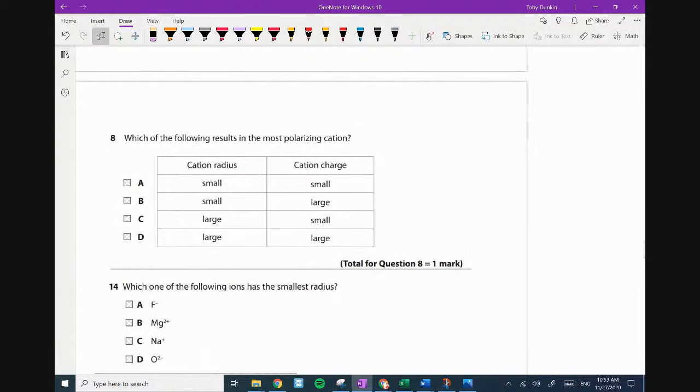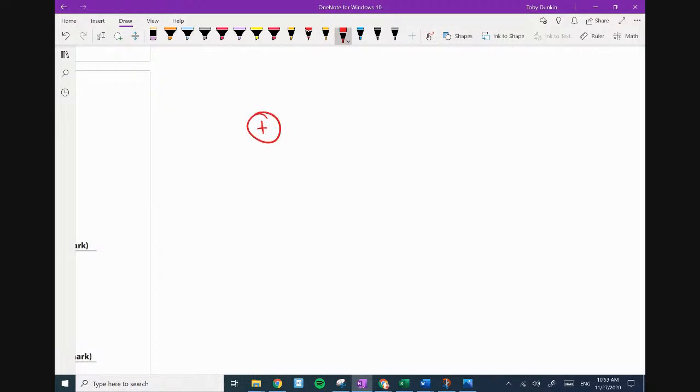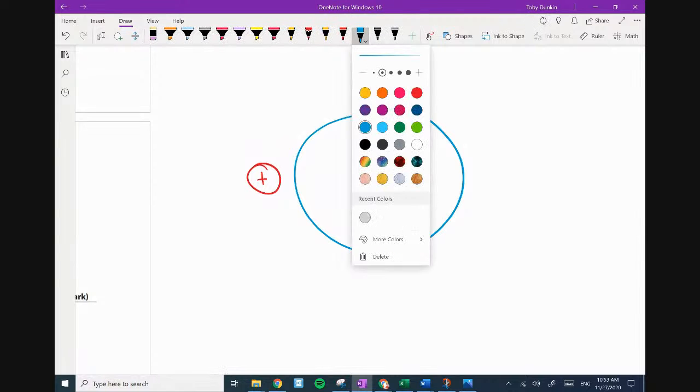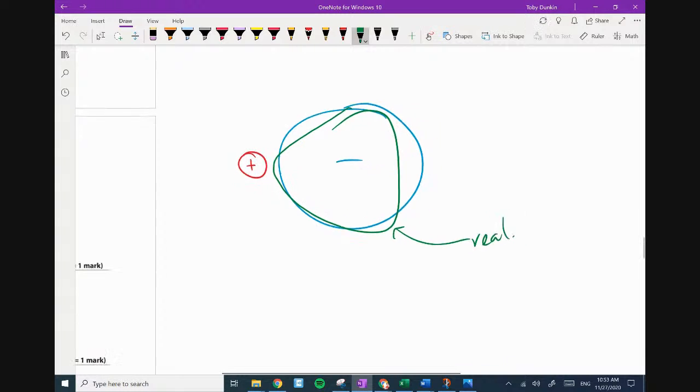Next, which of the following results from the most polarizing cation? We talked about polarization and this idea of distortion and electron maps. If you have a positive ion and then you put a negative ion nearby, the negative ion will become distorted. So what it actually looks like is this. It becomes distorted. There's no such thing as perfect spheres.